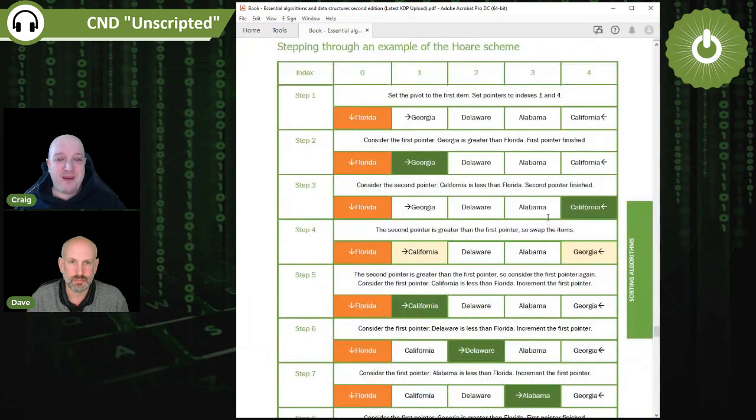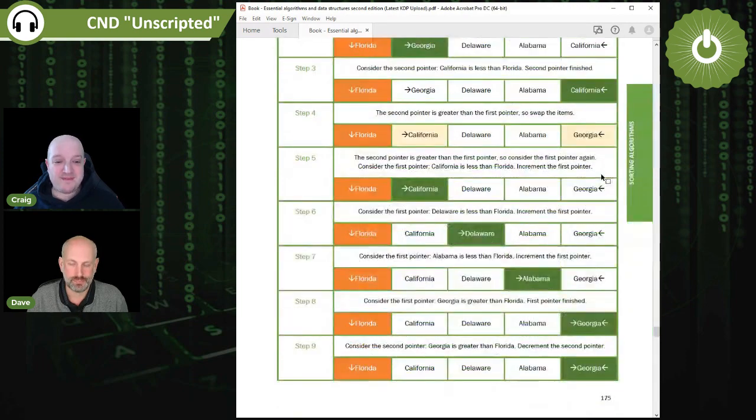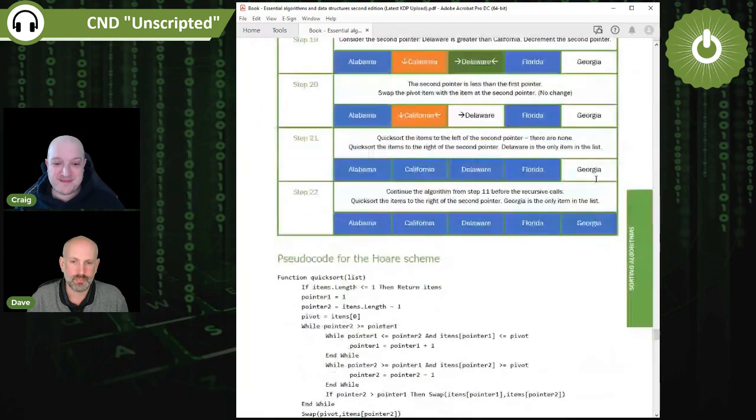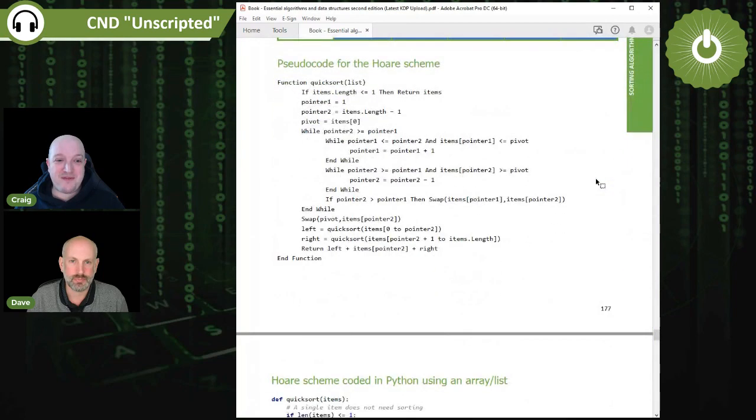We then do a stepped through example as well, and we've made sure in part of this process that these step through examples don't conflict and confuse what we present in our remastered A-level videos as well. So we've got some synergy there. And then out comes the old pseudocode.